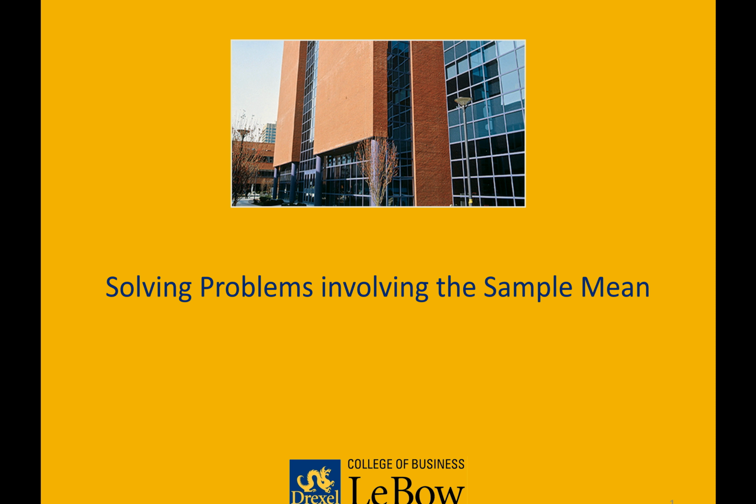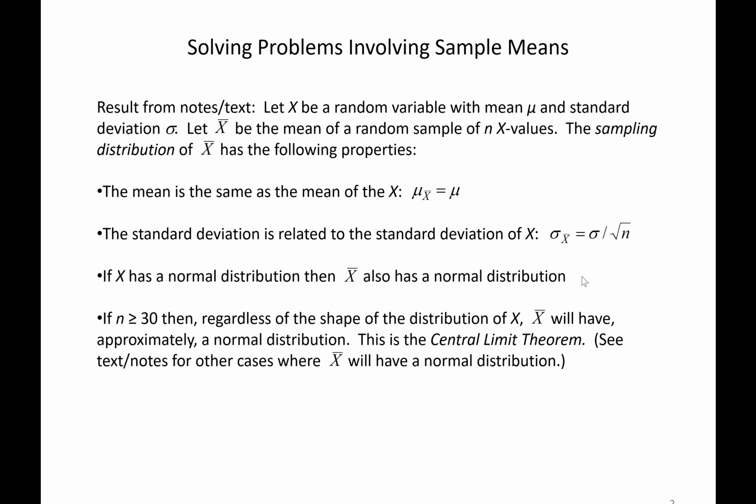In this video, we'll be solving problems involving the sample mean, which means that we need to know what the distribution is for the sample mean. And looking back at your notes in the textbook, let's set this up. We'll say that x is a random variable with mean mu and standard deviation sigma. If that's so, then x bar is going to be the average or the mean of a random sample of n x values. And the sampling distribution then of x bar has the following properties.